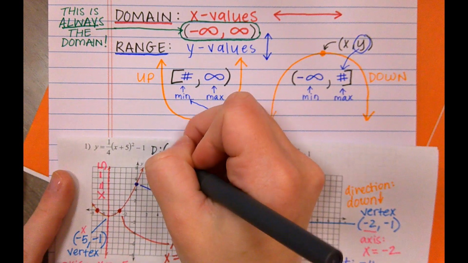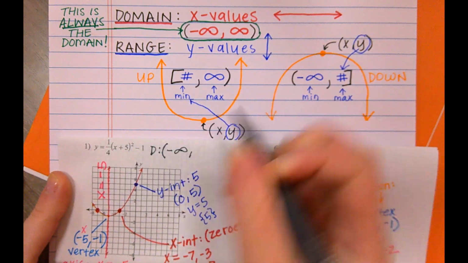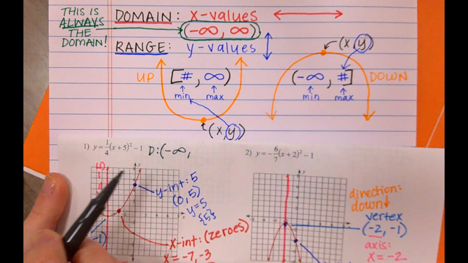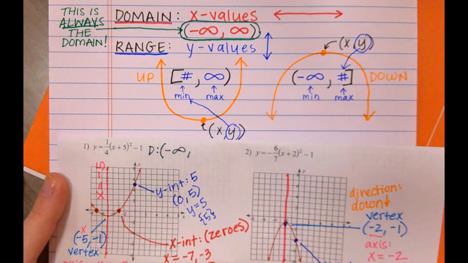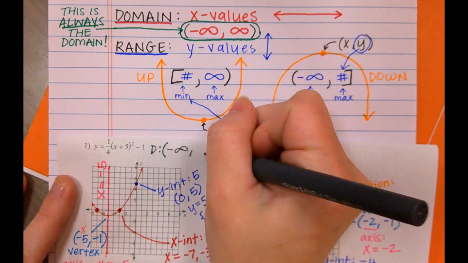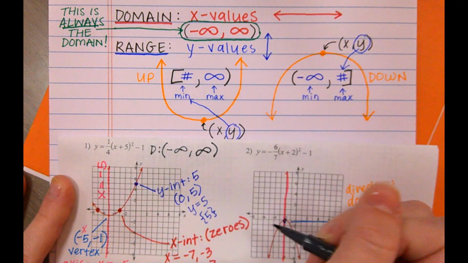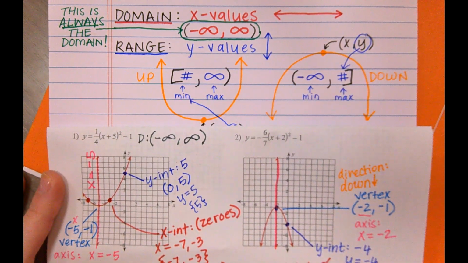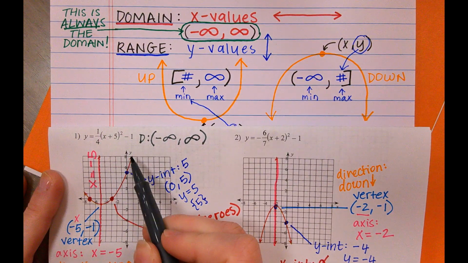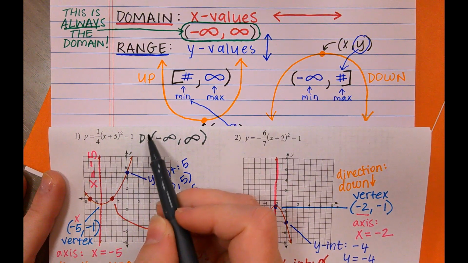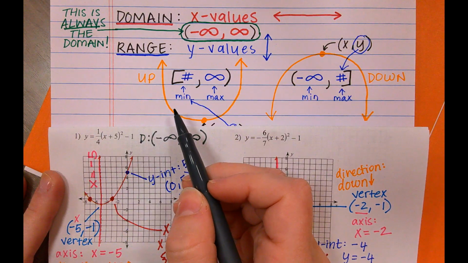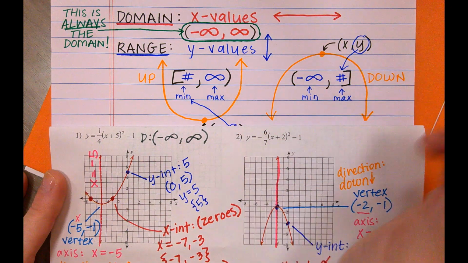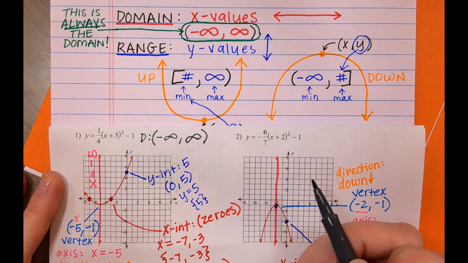Okay. Domain, always this. So negative infinity with parentheses. Now, how far to the right does this extend? Infinity. The domain is always negative infinity, positive infinity, every single time. You're talking about the arrows. Yes, the arrows on the end of our parabola tell us that this extends forever. Even if you can't see it go on forever, we assume and we know that it does. It will keep going forever. So that's our domain. Will be the same for the next one.